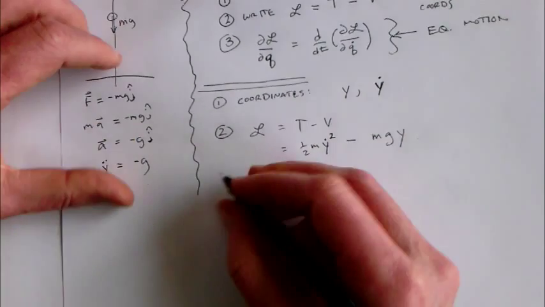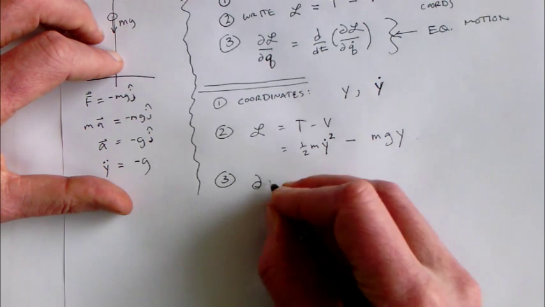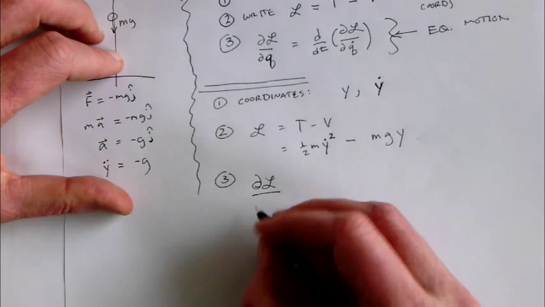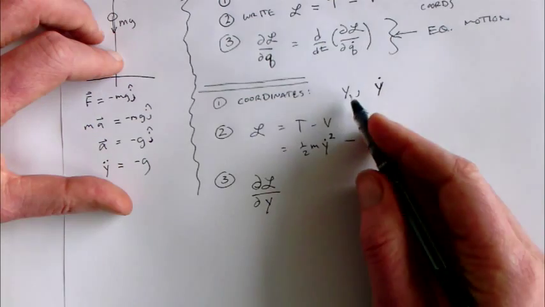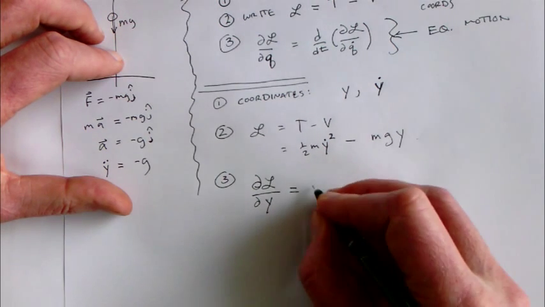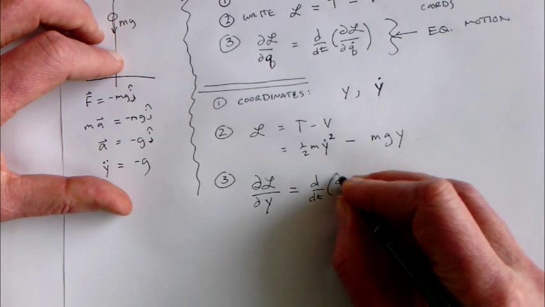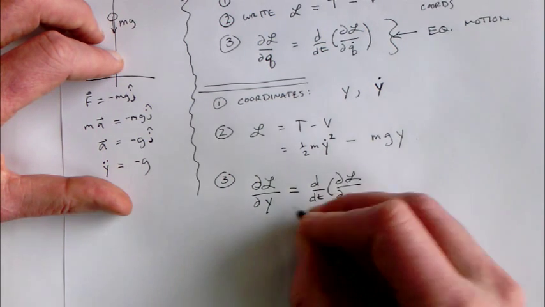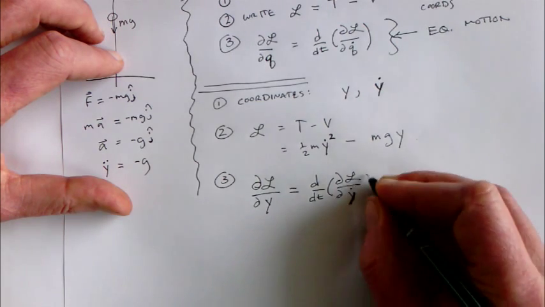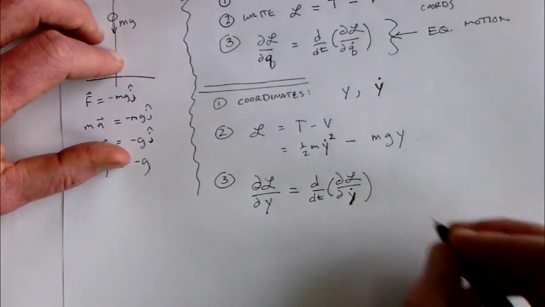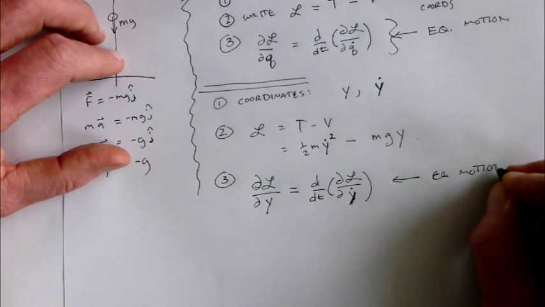And then finally, I need to take the partial derivative of the Lagrangian with respect to the position variables, right? So in this case, I've got one position variable, y. And I'm going to set that equal to the time derivative of the partial derivative of the Lagrangian with respect to the corresponding velocity state variable, so y dot, and in principle this should be my equation of motion. Well, let's see if that works.